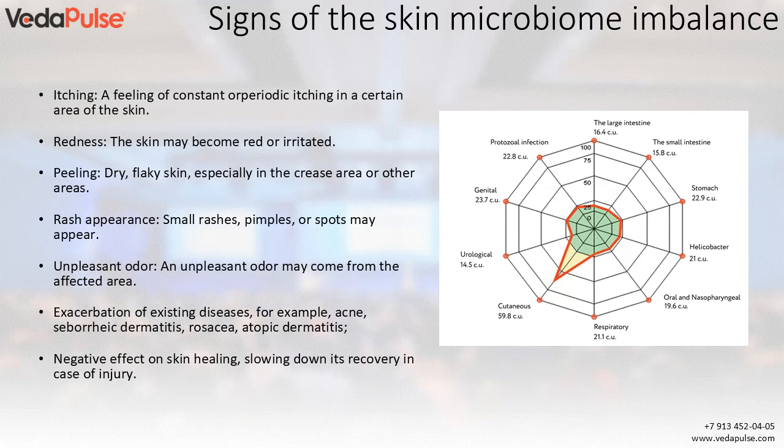Let me jump a little ahead and say that this scale is identical to the scale in the cosmetology module and is calculated by the same algorithm. It will prompt you on the symptoms that disturbance of the microbiome in this biotope may produce in the form of itching, redness, peeling, the appearance of rash, unpleasant odor, exacerbation of existing chronic diseases, all of which you will explore when interviewing the person.